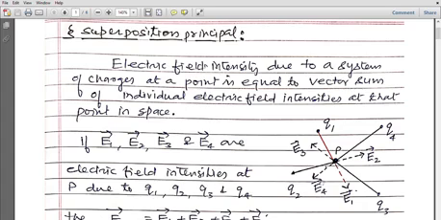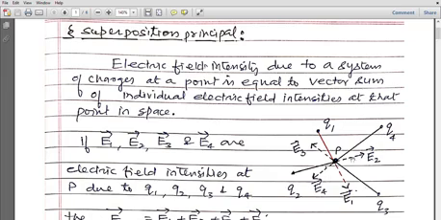Now, first of all, see this figure. There is a system of four charges: one is Q1, the others are Q2, Q3 and Q4. Their positions are different. Now we wish to find the net electric field at point P. So what will we do? We will find the electric field intensity E1 due to charge Q1 at P, E2 due to charge Q2, E3 due to charge Q3 and E4 due to charge Q4.